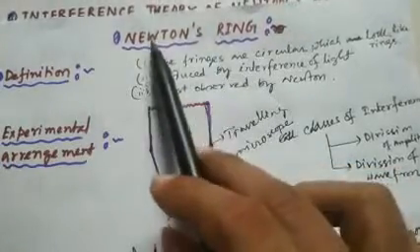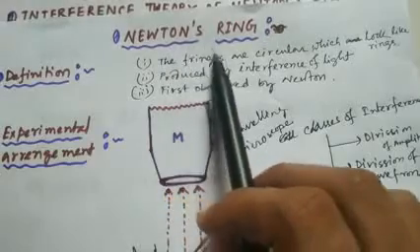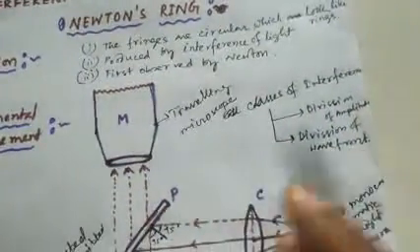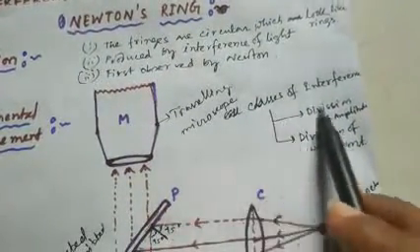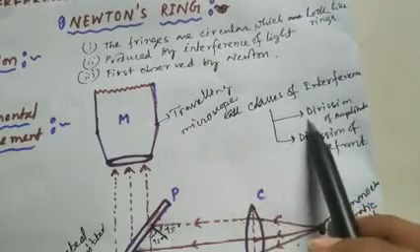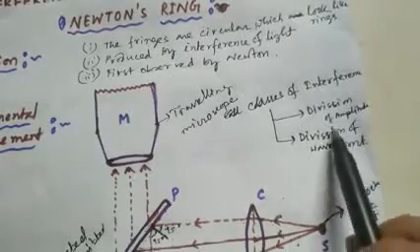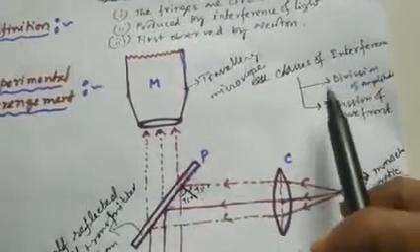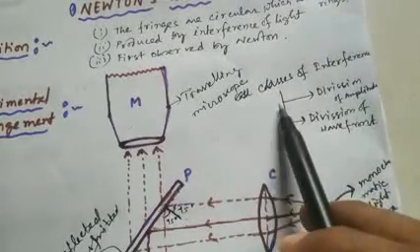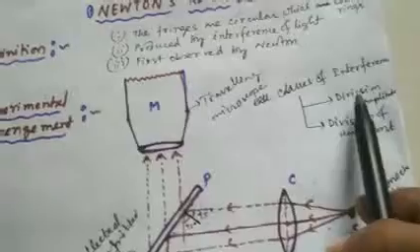Now, Newton's rings belong to which class of interference? We know there are two classes of interference: first, division of amplitude, and second, division of wavefront. Newton's rings belong to the division of amplitude class.